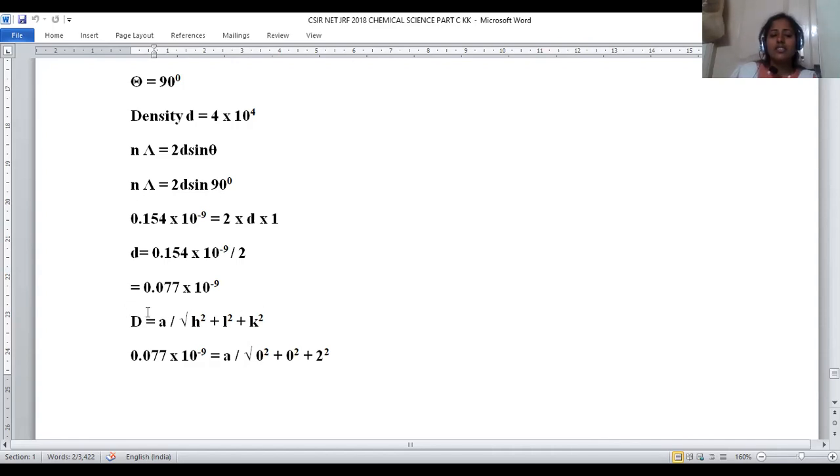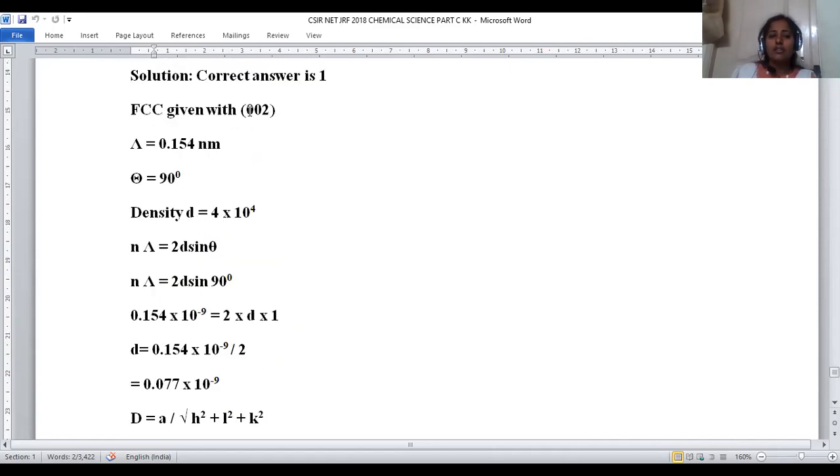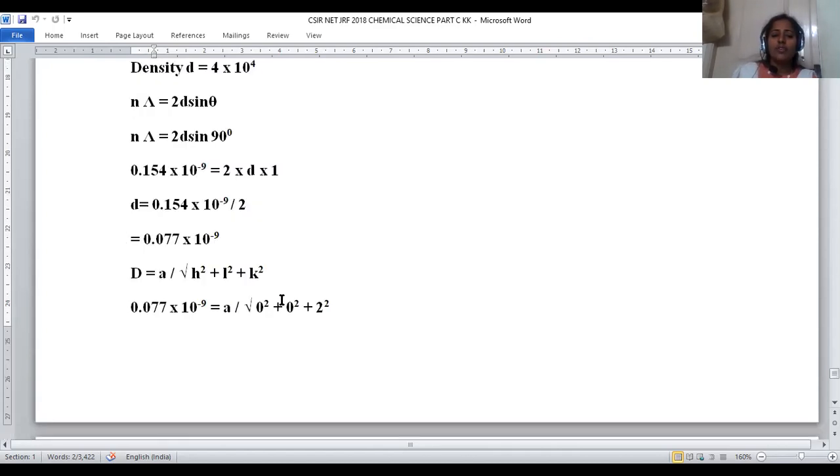And in another way also this calculation can be carried out. Density is equal to A by under root H square plus L square plus K square. What is the formula? So already we know the d value, that is 0.077 into 10 to the power minus 9, right, is equal to A by under root H square plus L square plus K square. H coordinate value is 0, L coordinate value is 0, K coordinate value is 2, right? 0 square plus 0 square plus 2 square.